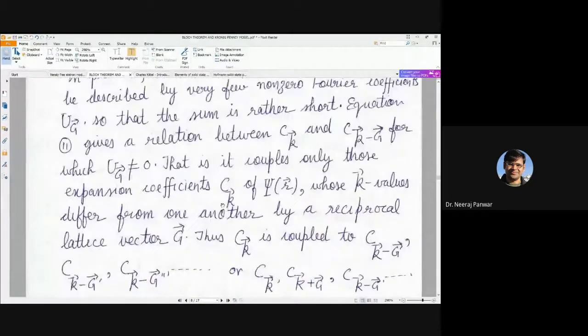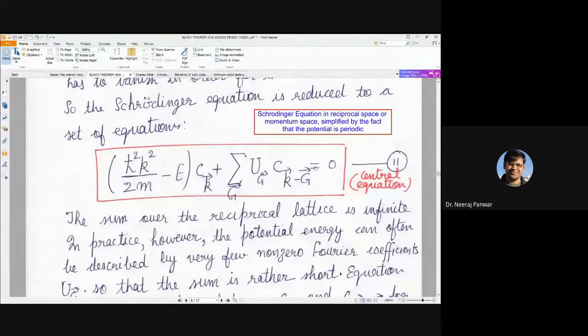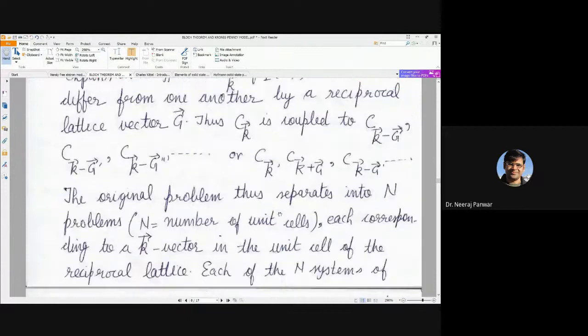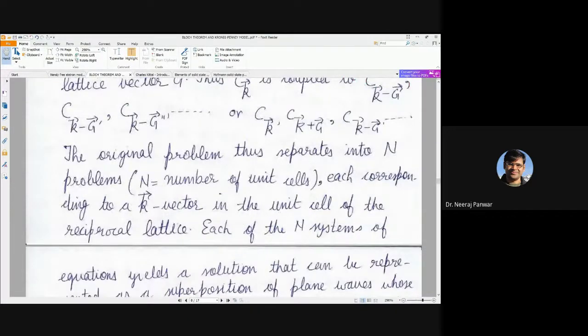Therefore, in place of infinite equations, we can have only N equations, because here k is one particular value. In one Brillouin zone, we will have N such k values. Therefore, we will have N such equations in place of infinite equations. So this is what is written: the original problem thus separates into N problems.